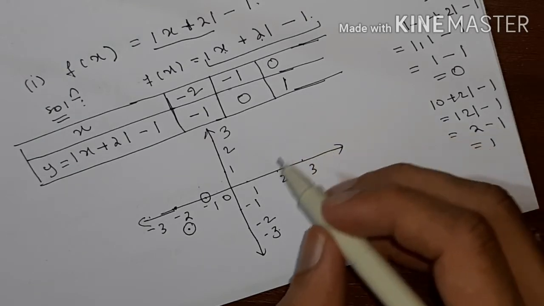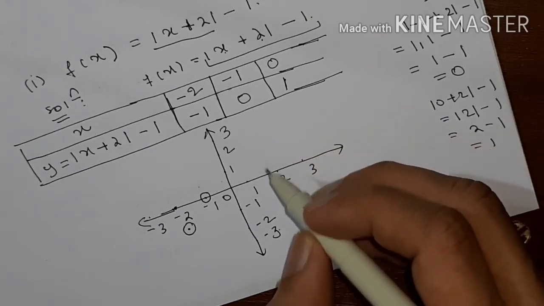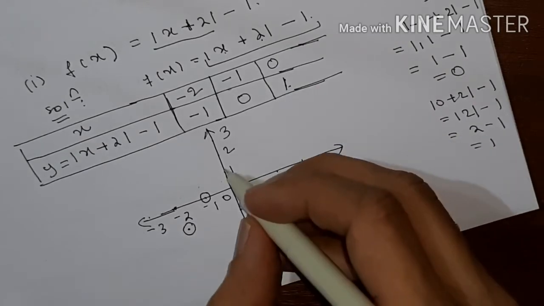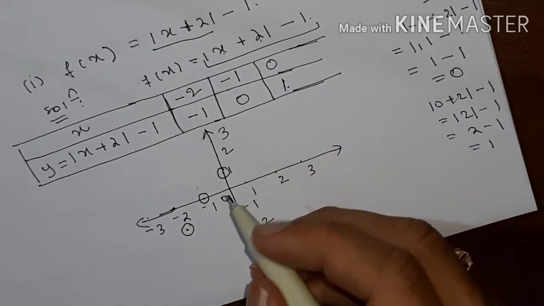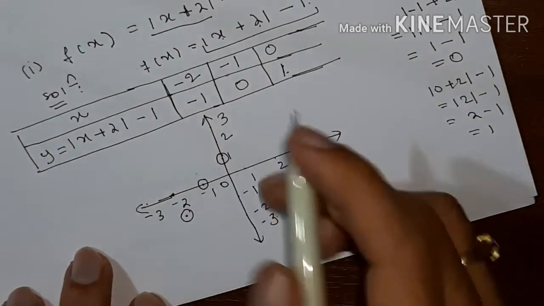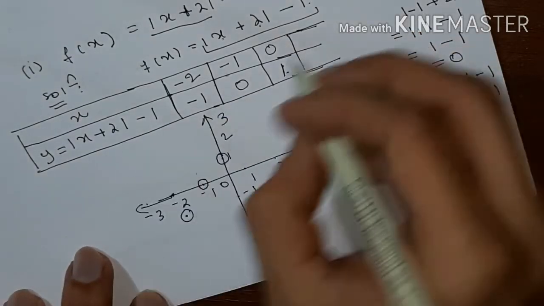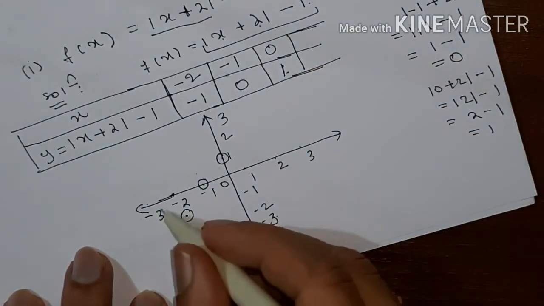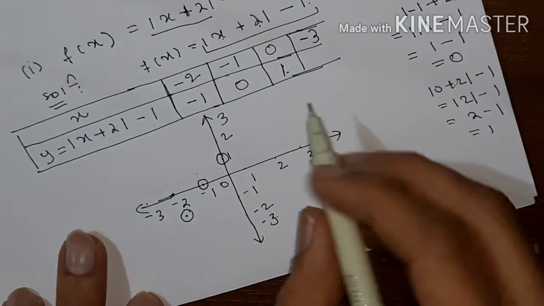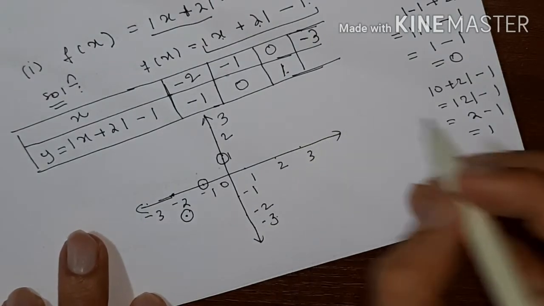And when it is 0, the y value is 1, so here. So this, on the right hand side, is the graph we have got. Now let us look at the left hand side. For that we have to take one point which is less than minus 2, so let us take minus 3. Okay, so what will we get?